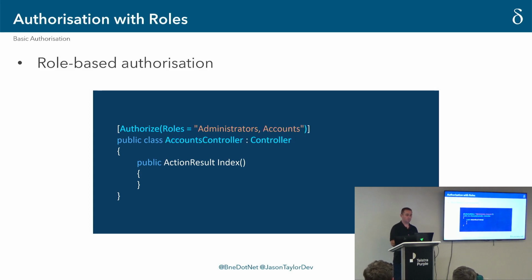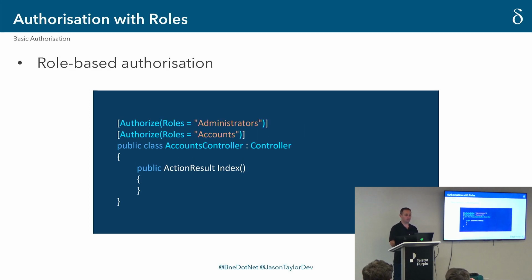In this example, the user needs to be a member of either the administrators or the accounts role, not both. And in this final example, the authorization system will say you must be a member of the administrator's role and you must also be a member of the accounts role. So you can see you can combine the authorize attribute in interesting ways to enforce the policy that you'd like to enforce.